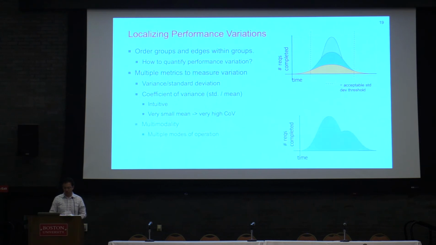So it's a trade-off. And we could also look at multimodality as a signal of problems. If we have a distribution that has multiple modes, we could maybe enable something that would explain why some of them take longer than the other ones.